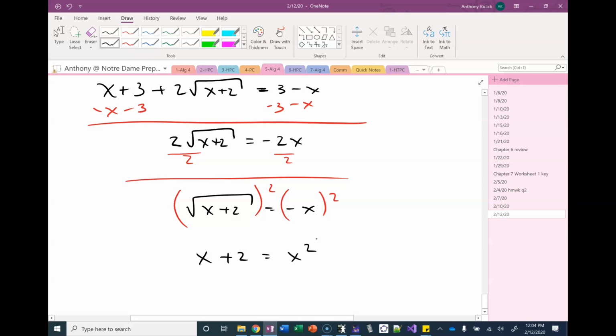So the square root of x plus 2 squared, the square cancels the square root. So we're left with just x plus 2. And negative x squared is negative x times negative x, which is positive x squared. So I'm left with this quadratic equation. How do I solve this quadratic equation? Got to be equal to 0. So I'm going to subtract x and then subtract 2 from both sides.